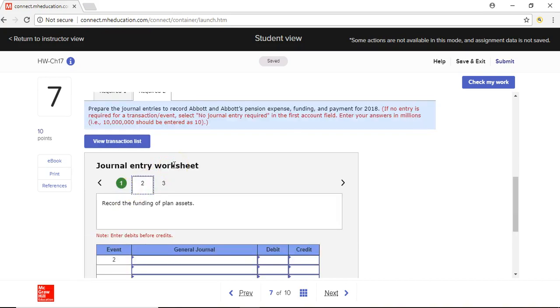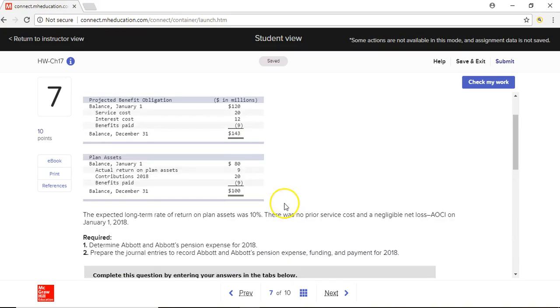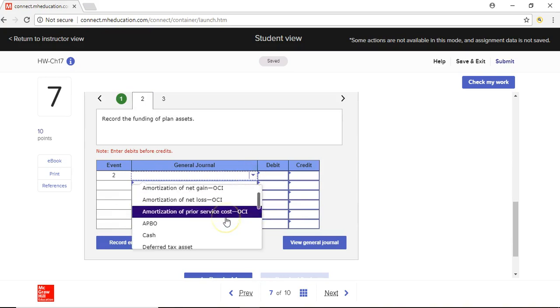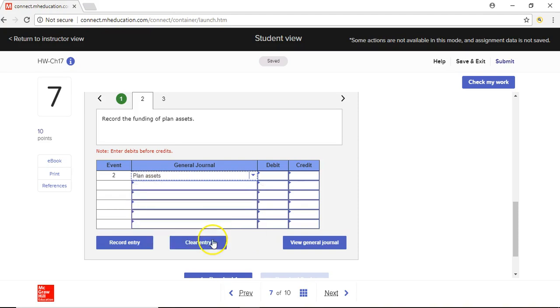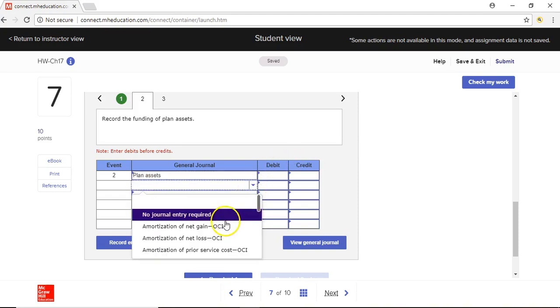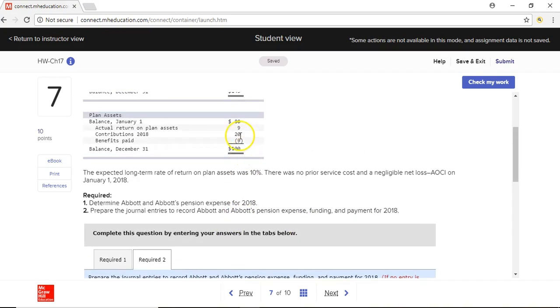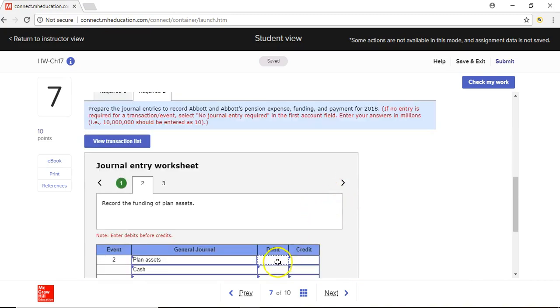The next entry is to record the funding of plan assets. So when the company contributes, meaning funding, to the plan by $20 million, the contribution increases plan assets. And the company pays cash, so credit cash for the amount they contributed, $20 million.